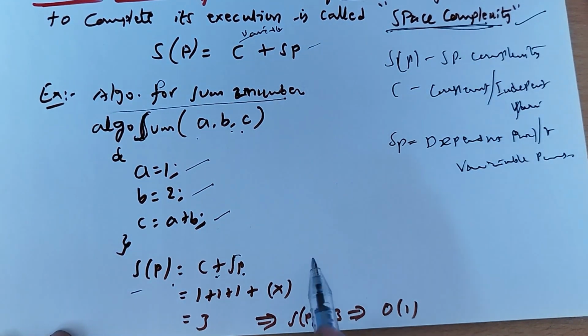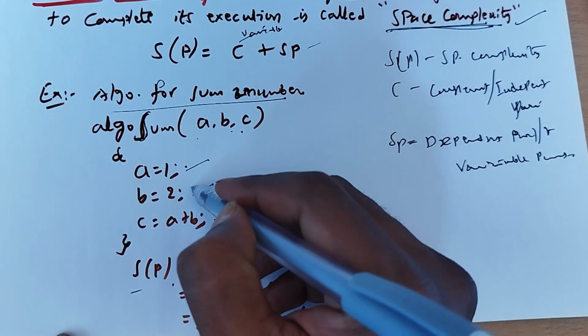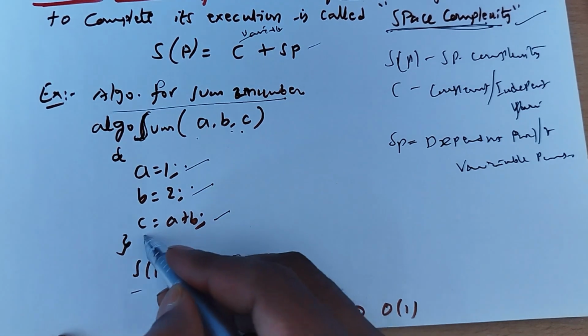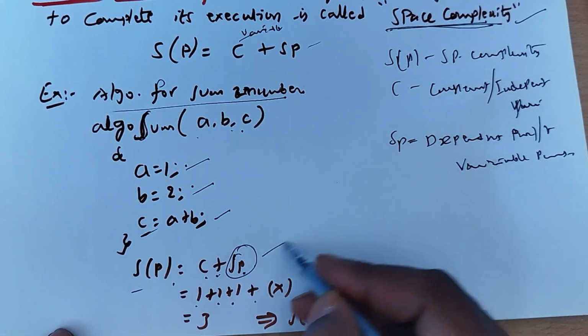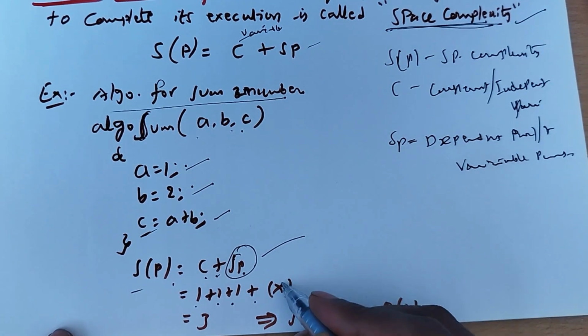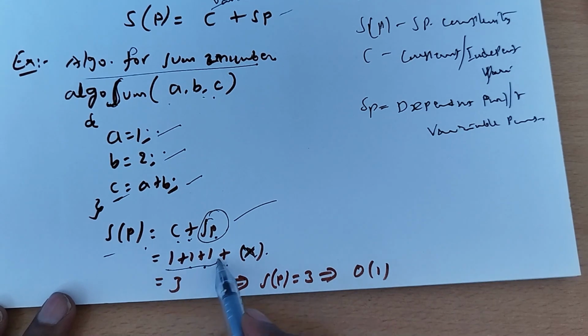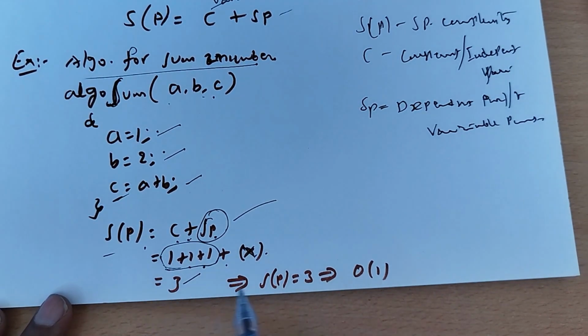Here, what are the constants? Here a is a constant value, b is a constant value, and c is also constant. So I am taking three constants, 1 plus 1 plus 1. What is the SP value? We don't have any SP value, so we are not taking any SP value. If we calculate all three values, we are getting 3. So S(P) equals 3.